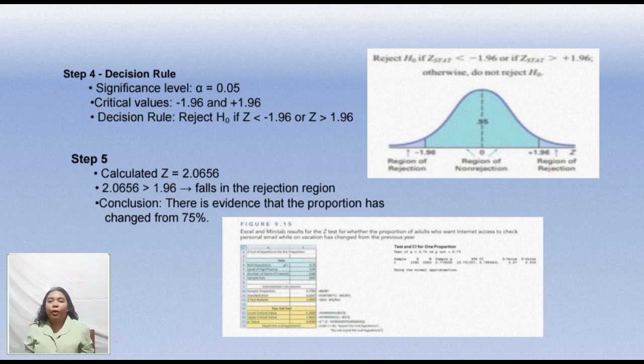Step 4 is to compare and conclude. Since 2.0656 is greater than 1.96, we reject the null hypothesis. Therefore, there is evidence that the proportion of adults who want internet access while on vacation has changed from the previous year, and it's now higher.